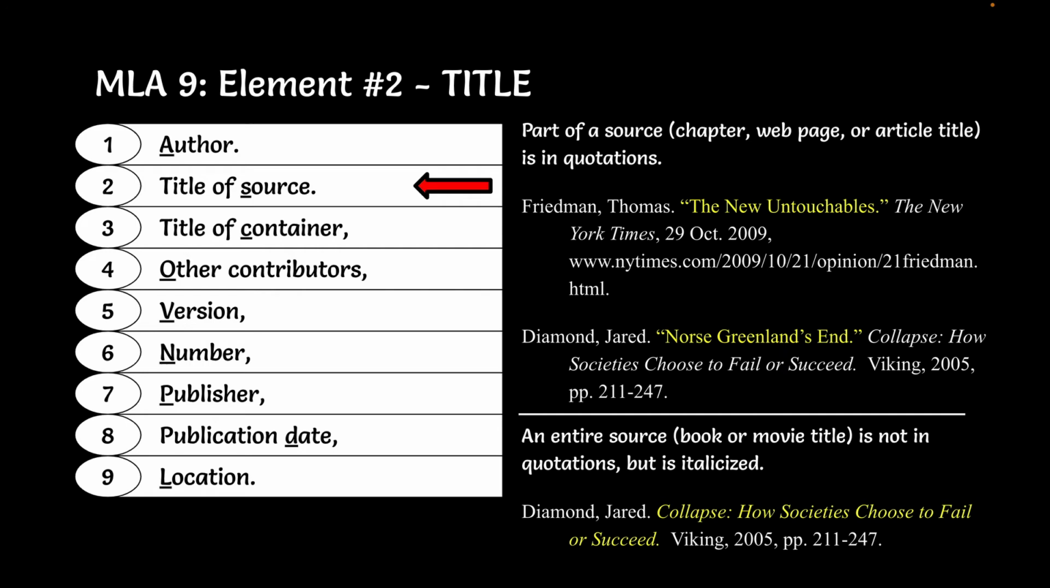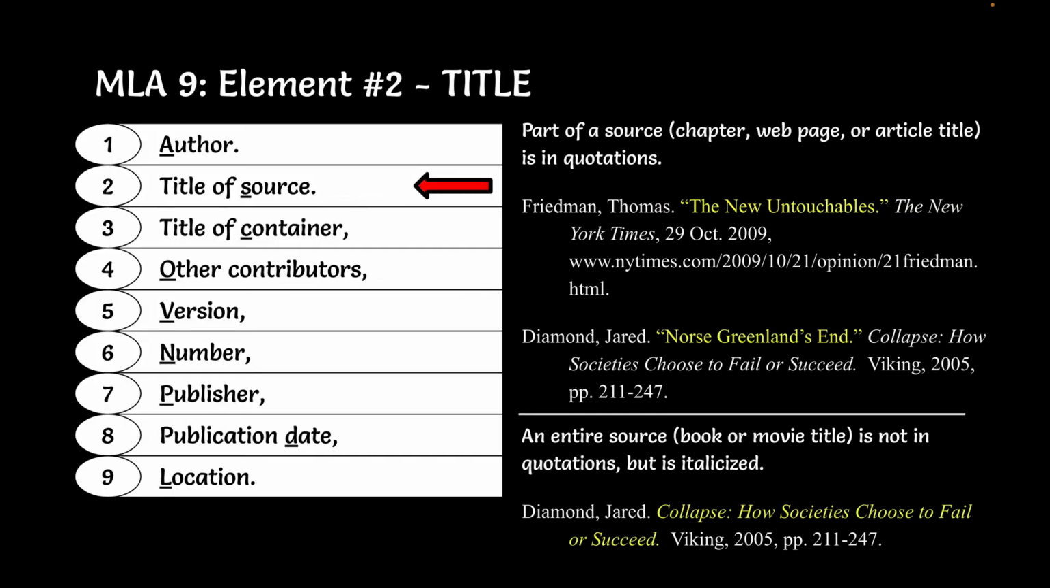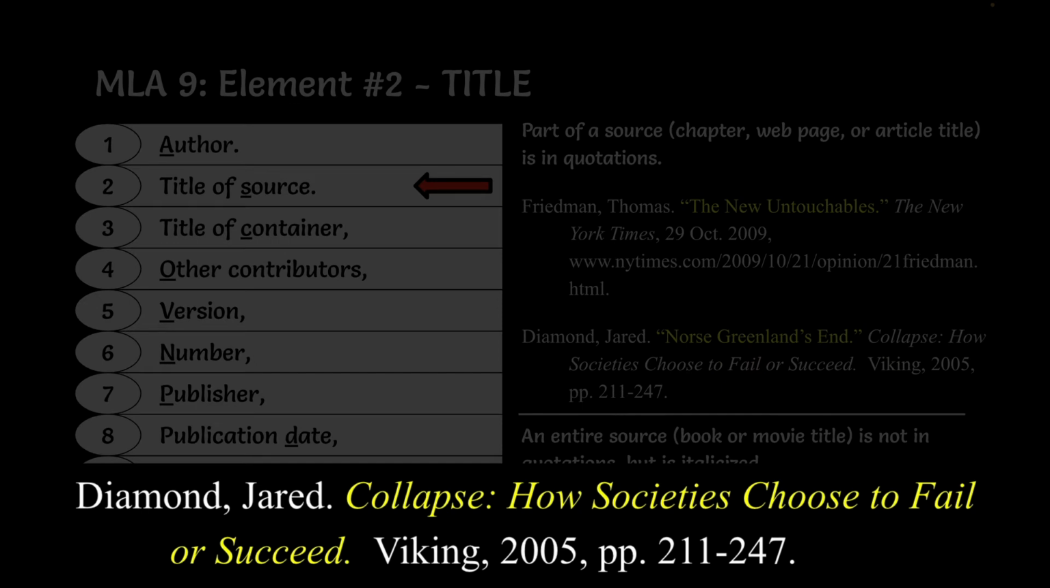The second element is the title. And typically, the title goes in quotation marks with a period on the inside of the quotation marks. And we use title case, which means that all the important words have the first letter capitalized. Having said that, if you use an entire source, which doesn't happen often in a high school, so it would be a whole book or a whole movie or a whole thing, then the title becomes italicized. And that's our last example at the bottom of the screen.